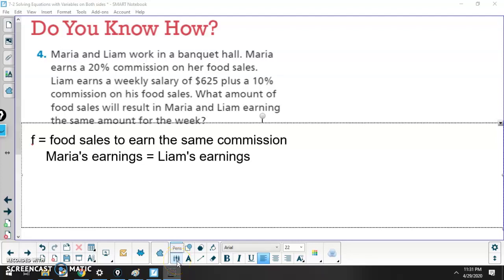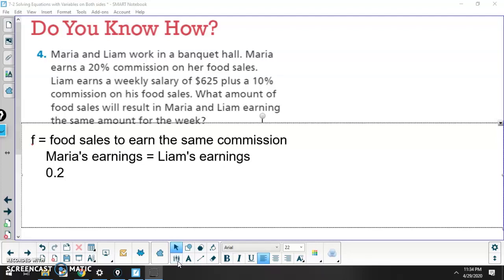Going to go over this problem here that I said to do at the end of the class the other day, and a couple more word problems on this lesson, 7.2, solving equations with variables on both sides. I hope you already read it the other day. Basically, what we're trying to figure out is how many sales they have to have in order for Maria and Liam's earnings to be equal.